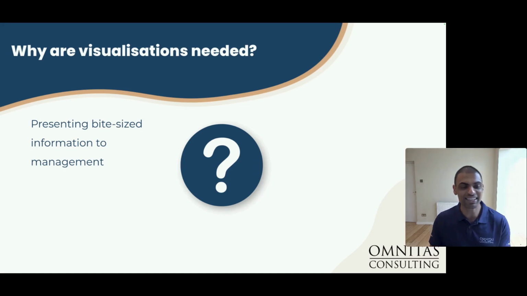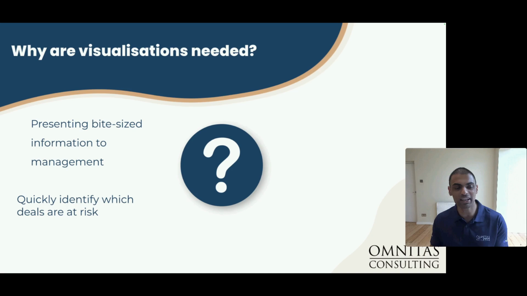And then the second piece around this is quickly identifying which deals are at risk. So if you're a sales team and you're managing lots and lots of different opportunities, you might want to quickly identify, okay, which out of all those opportunities are the ones where 100 days have elapsed, and maybe you need to reach out to them again.